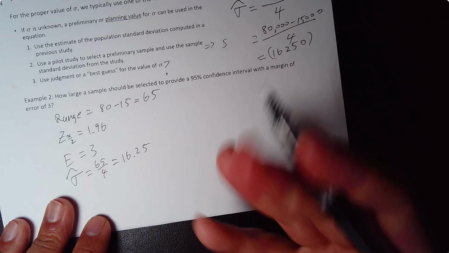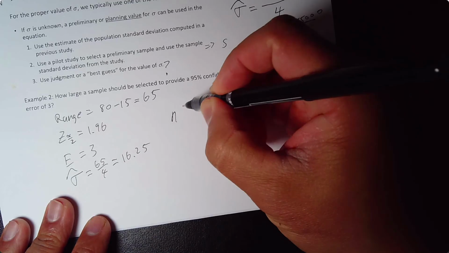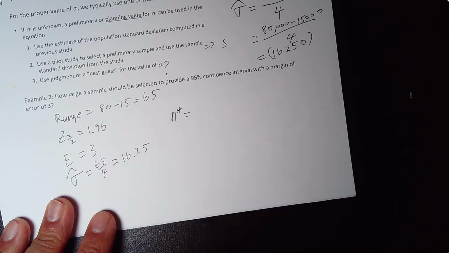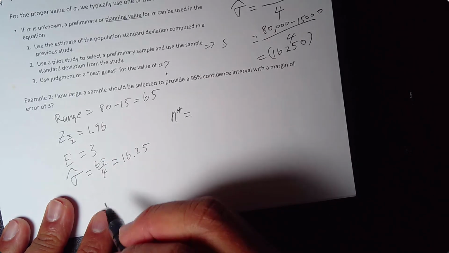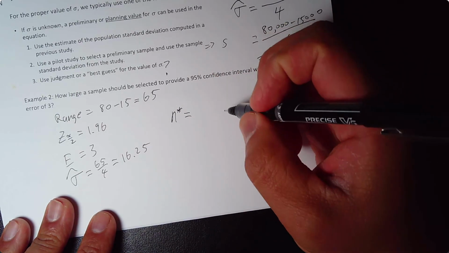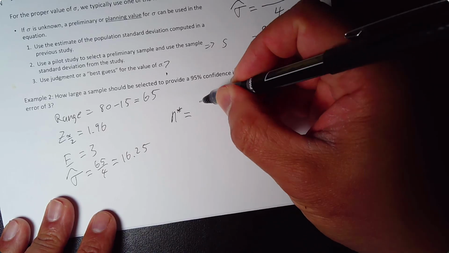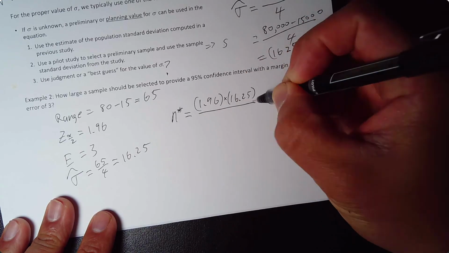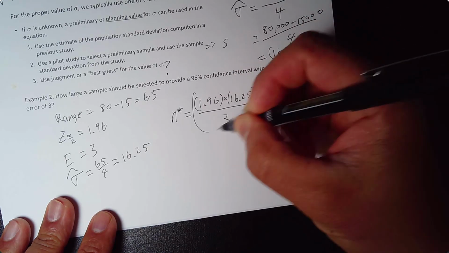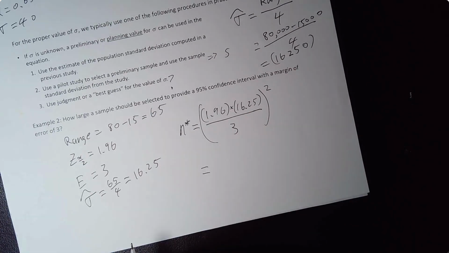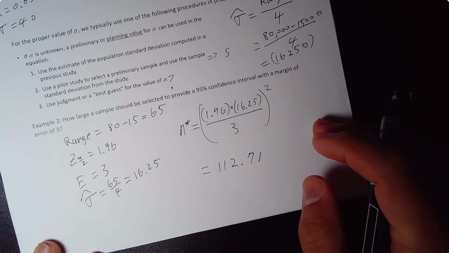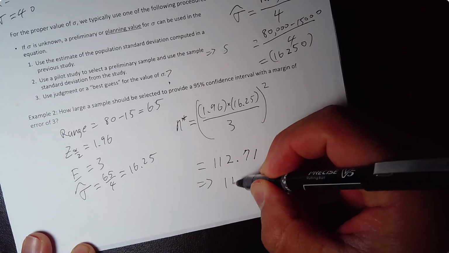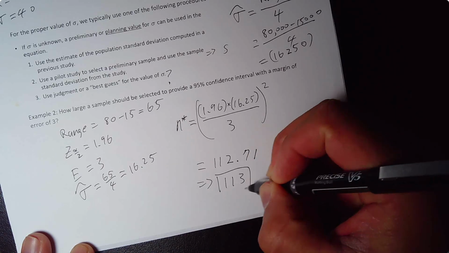Now I have all my pieces. Then I can calculate the sample size that I need to make sure my margin of error is below 3, not around 3, but below 3. All right, here we go. Plug that in, and we got 112.71. That means our actual answer is 113. And again, we always round up.